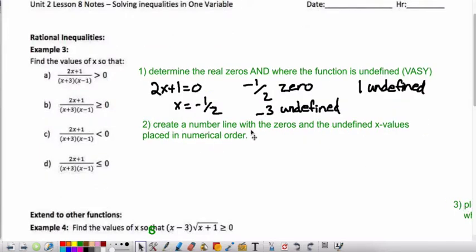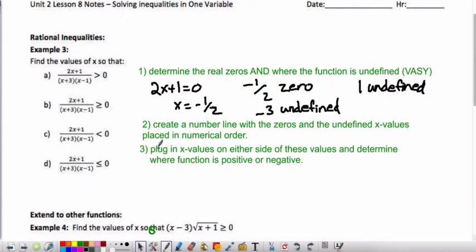Now we're going to create a number line with the zeros and the undefined x values placed in numerical order. Okay, and then lastly, we're going to plug in x values on either side of these values, right? So we'll look at that in a second and determine where the function is positive or negative. So we're doing the same steps as the last one. It's just some weird things are going to happen because we're not always having a 0 when we go to find where it's greater than or equal to or less than or equal to.